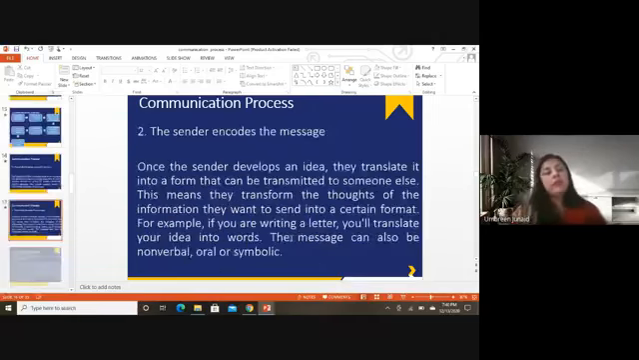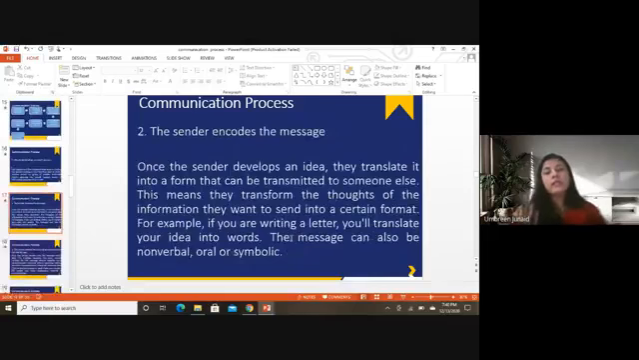The sender encodes the message. Once the sender develops an idea, they translate it into a form that can be transmitted to someone else. This means they transform the thoughts or the information they want to send into a certain format. For example, if you're writing an essay or a letter, you'll translate your idea into words. The message can also be non-verbal, oral, or symbolic.